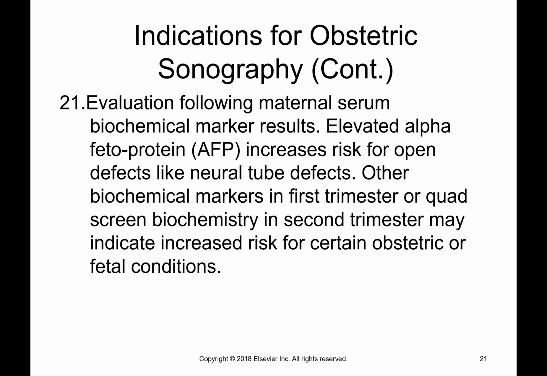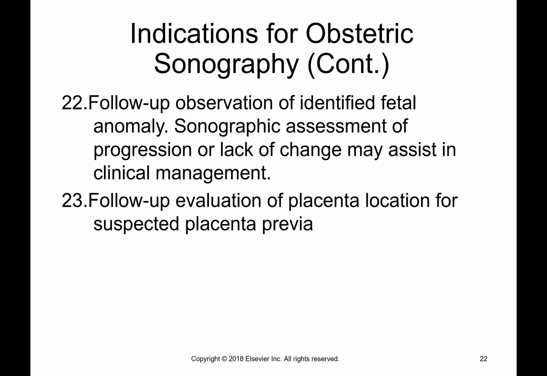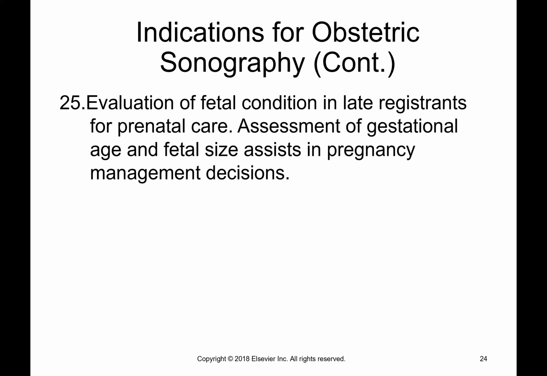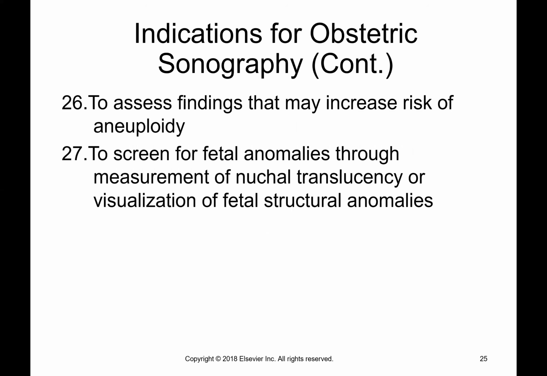If first trimester markers come back that the baby could potentially have some kind of trisomy, they will do an ultrasound for that. If we are following up on a certain fetal anomaly, we'll do ultrasound. If we're following up on a placental location, we'll do ultrasound. If a patient has late prenatal care and doesn't come in on time, we'll do an ultrasound. To assess for aneuploidy, which is basically a chromosome abnormality, or to do a nuchal translucency scan. These are all things that you're going to learn about.